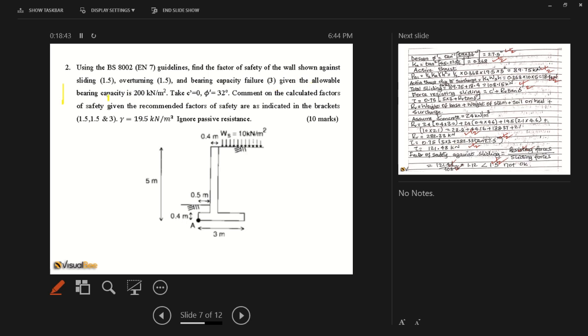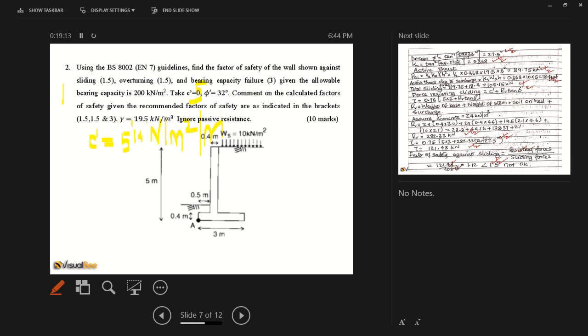Given the allowable bearing capacity is 200. Take c, I think this is an error, because in my solution I've assumed c to be 5 kilonewton per meter squared. So that correction, this should be 5, and phi is 32.5 degrees. Comment on the calculated factors of safety.